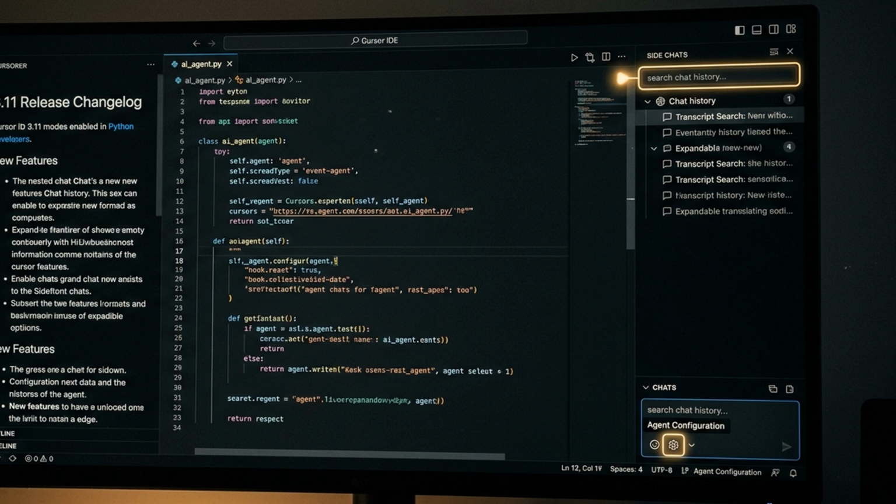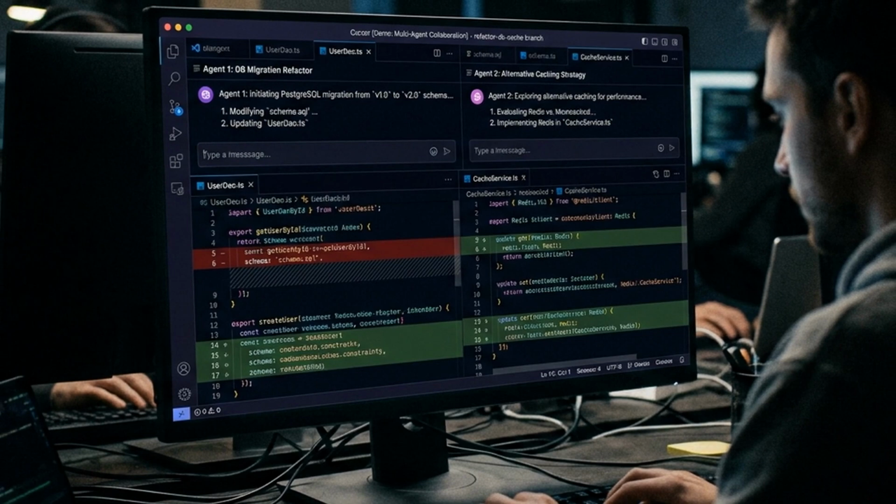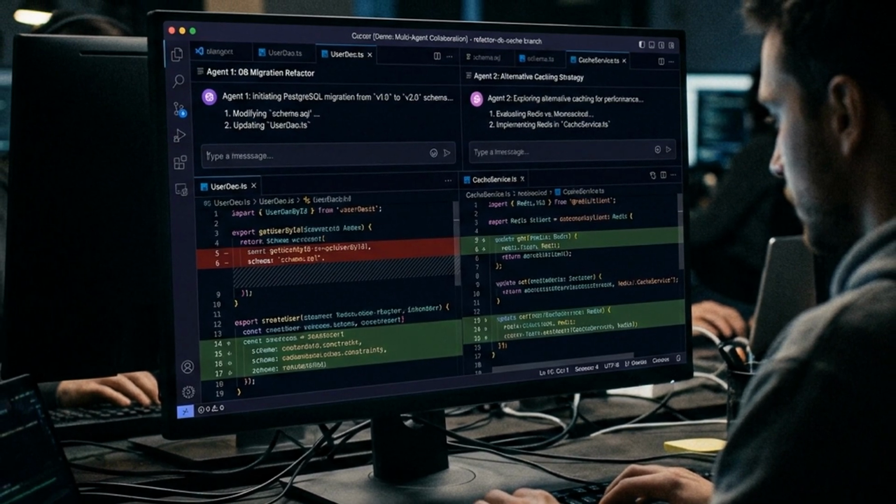Individually, these are quality-of-life improvements. Together, they represent something more architectural: the IDE as a stateful, multi-threaded AI collaboration environment. Here's what side chats look like in practice.